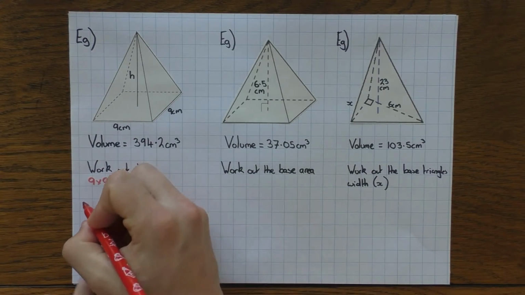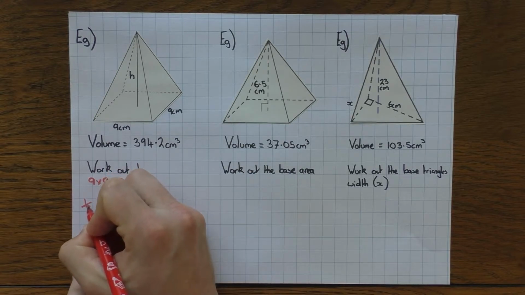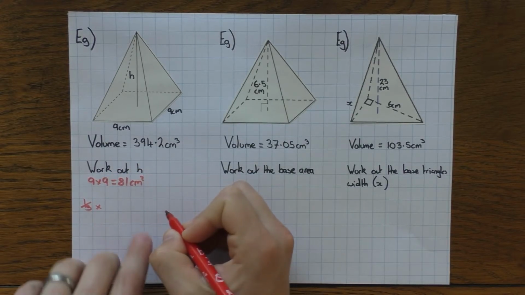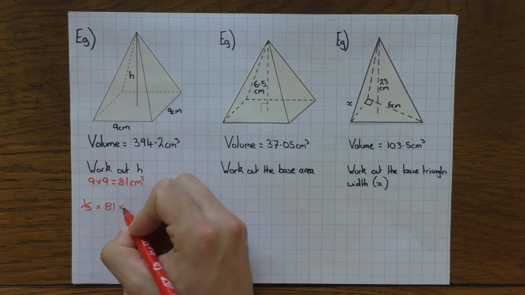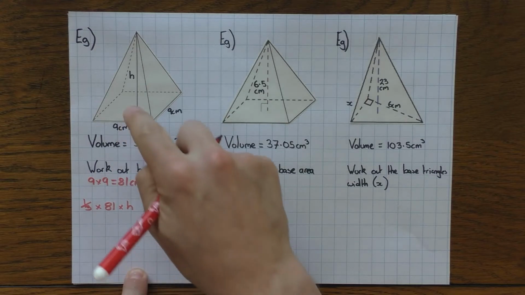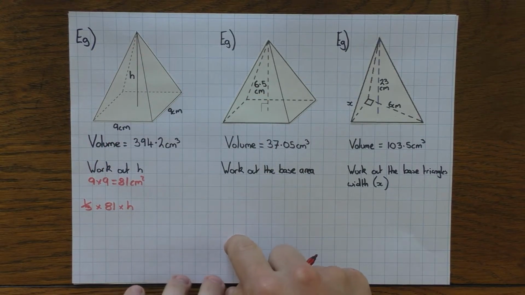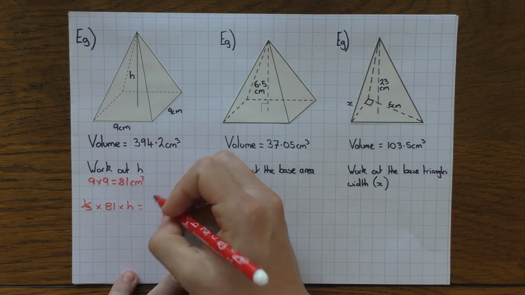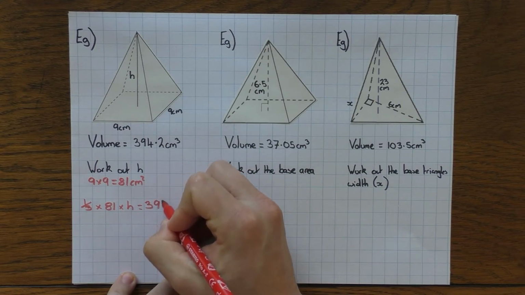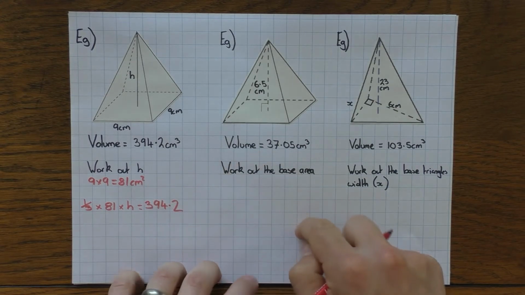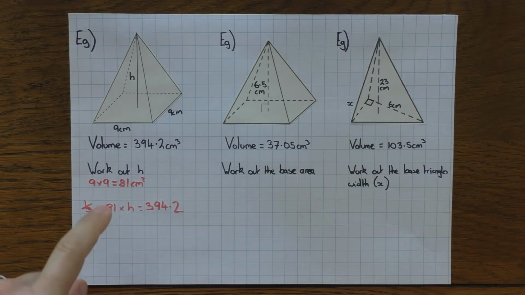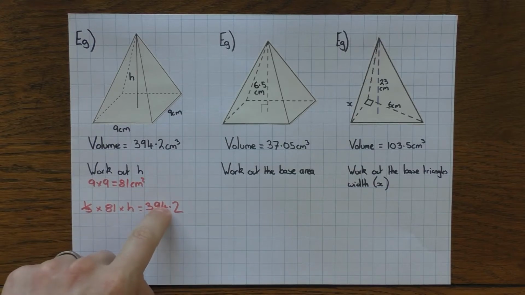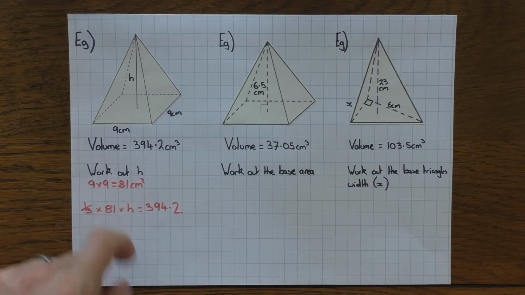I'm then going to put what I know into the formula. So obviously I've got a third. I times that by the area of the base, which we've just worked out is 81. I times it by the height. I don't know what the height is, so I'm just going to call it h. And then we're told the volume is 394.2. Okay, so all I've done is just substituted in the values into the formula that I know. I know the base because I've just worked it out. I know the volume. That's always a third, so that's not a problem. And I'm just left with h for the height.